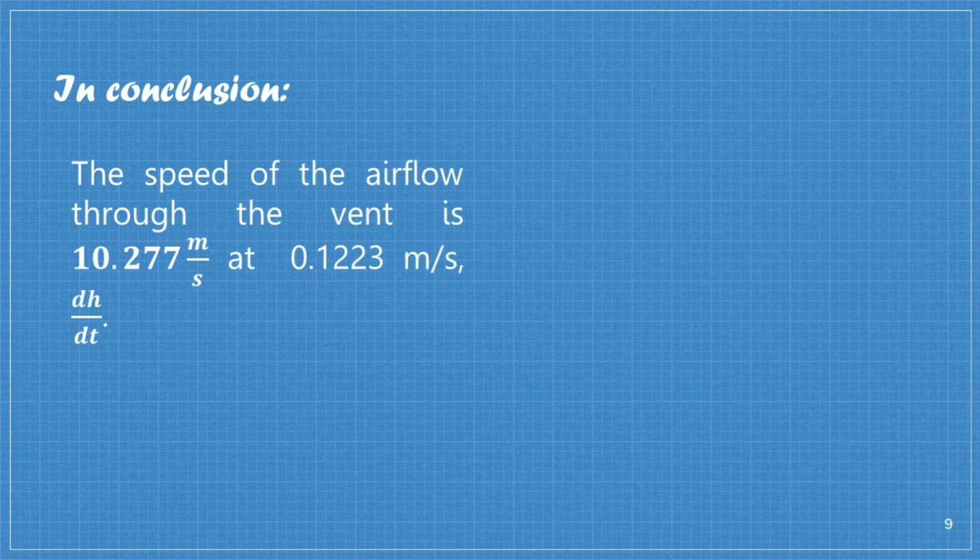In conclusion, the speed of the airflow through the vent is 10.277 meters per second at 0.1223 meters per second dH over dt.